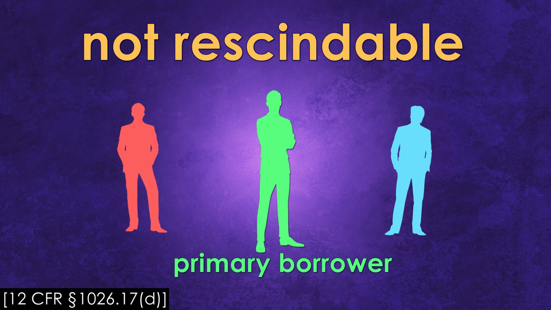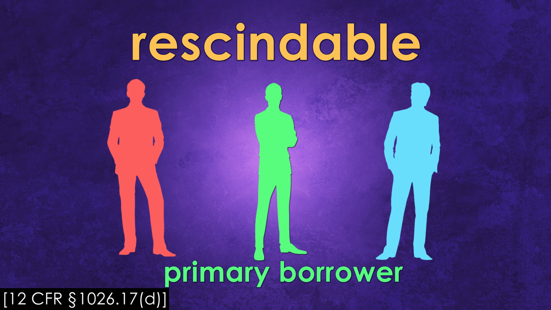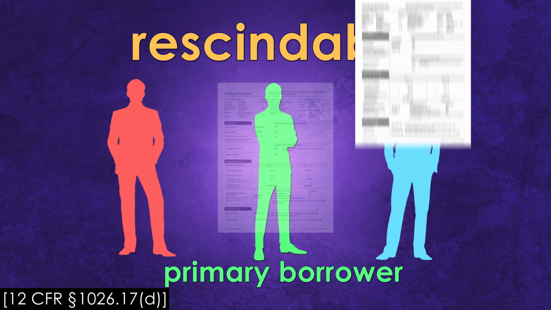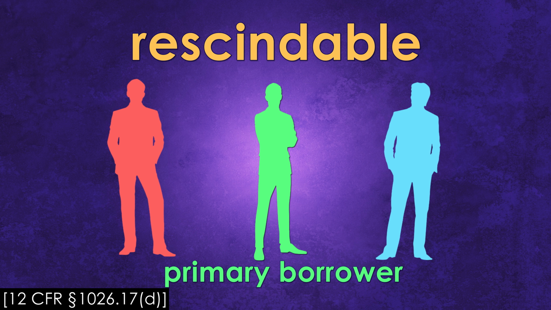When the transaction is rescindable, the closing disclosure is delivered to each borrower who has the right to rescind the mortgage origination. Like with the loan estimate, when the closing disclosure is not delivered in person, it is considered received by the borrower 3 business days after it's placed in the mail or emailed.